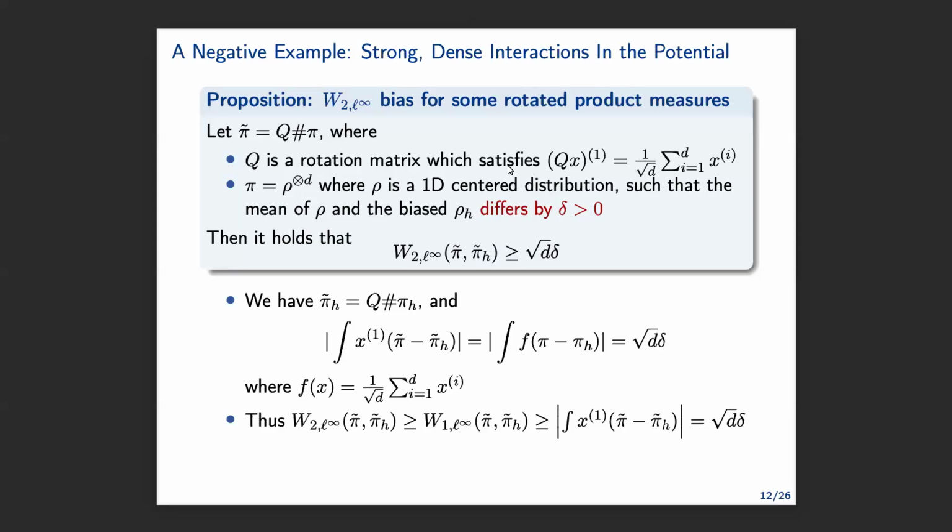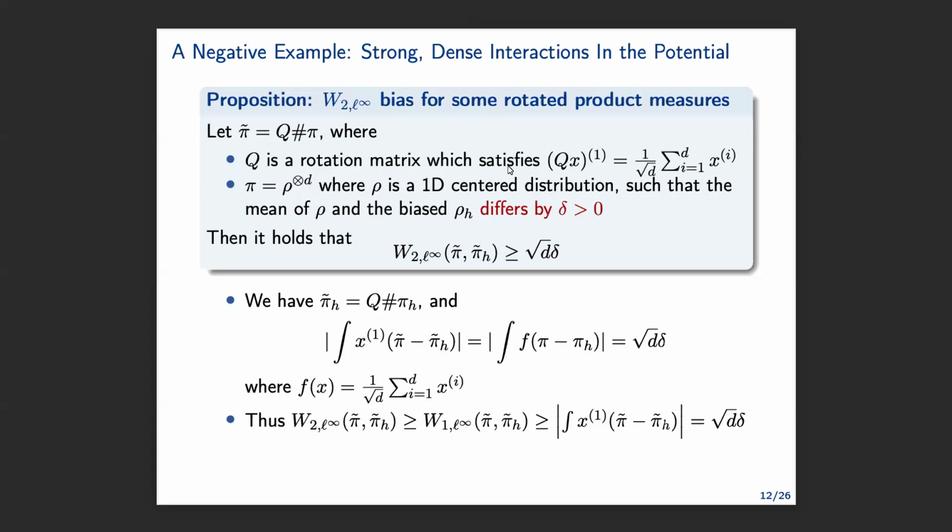It will be f times pi minus pi h. So f will be 1 over square root d, the summation of the xi. And because for rho, each dimension gets delta discrepancy, and there are d coordinates, we get d delta, and we only scale down by 1 over square root d. So eventually we get square root d delta for this observable.